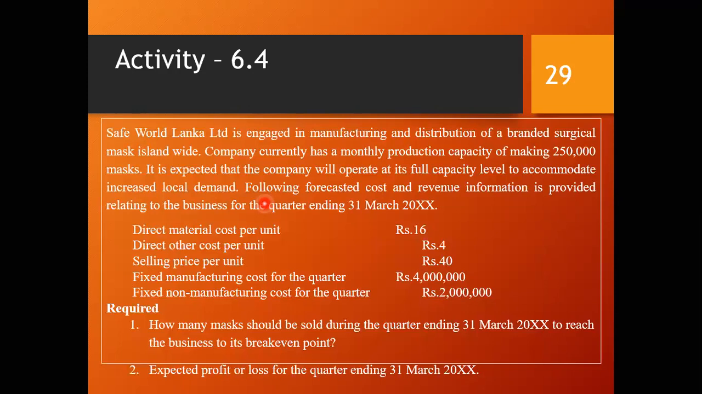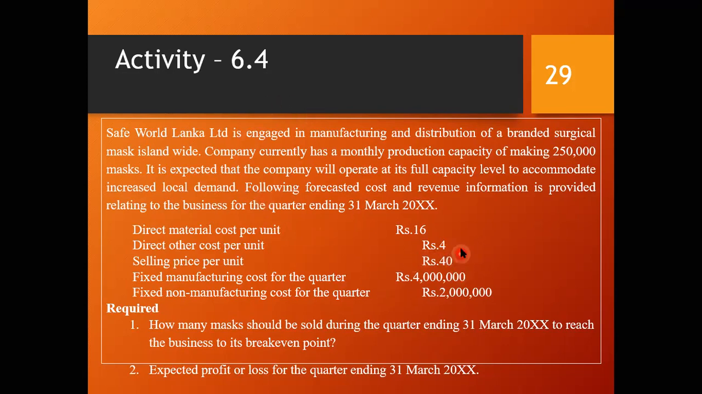Activity 6.4. We will do this activity and I think stop for today. Quickly, how many masks should be sold during the quarter ending 31st March to bring the business to its break-even point? You are given direct material cost, labor cost, other costs, that is 16 plus 4, 20, selling price, then you know already the contribution margin. Fixed manufacturing cost for the quarter is given, fixed non-manufacturing costs are also given, 4 million and 6 million altogether. So that's your target.